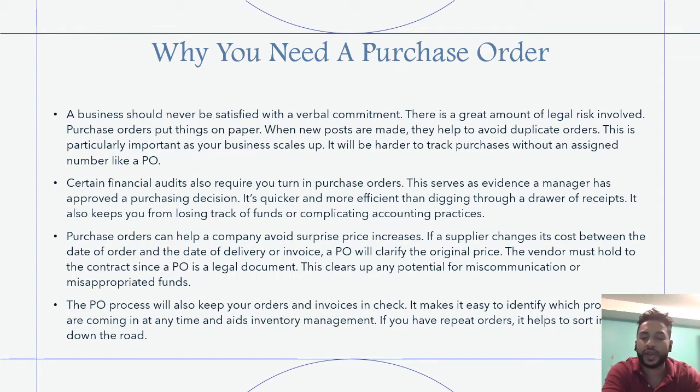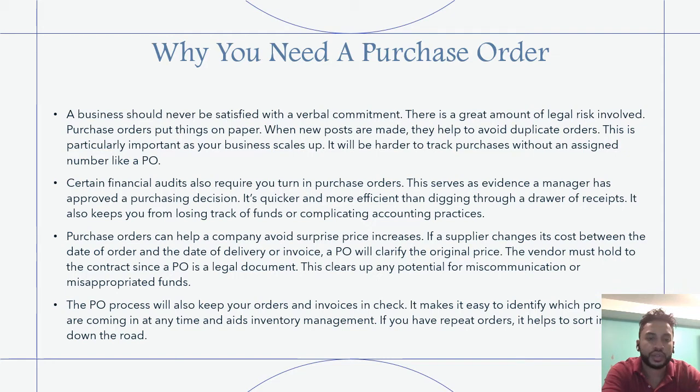If you have a PO with a company to buy something for $30,000, and then the company says, oh, our cost of goods went up and it's going to be $40,000, you say, well, the PO is already there for $30,000, so that's what we're paying. This clears up any potential for miscommunication or misappropriated funds.